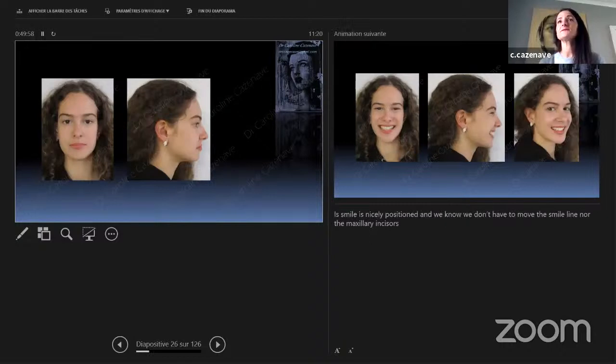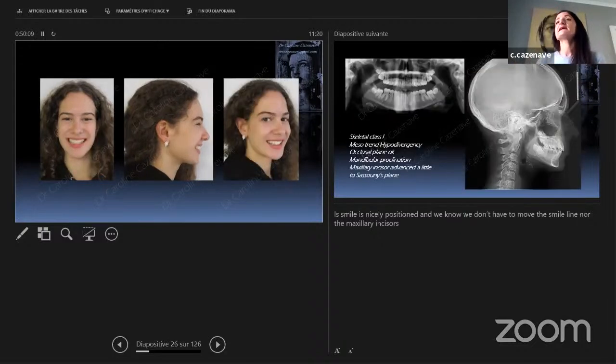Her face, and you can see her chin with a small asymmetry. And this smile is nicely positioned, and we know we don't have to move the smile line nor the maxillary incisors.